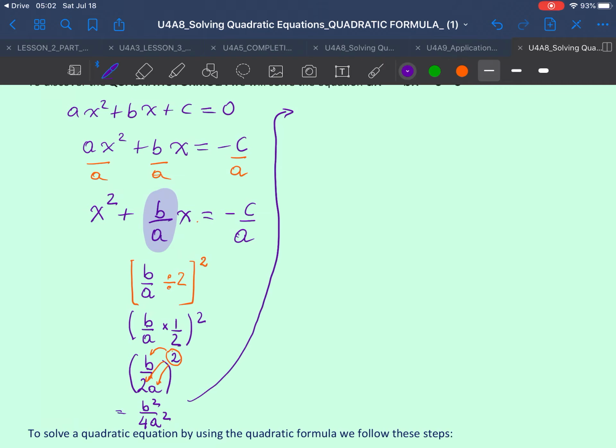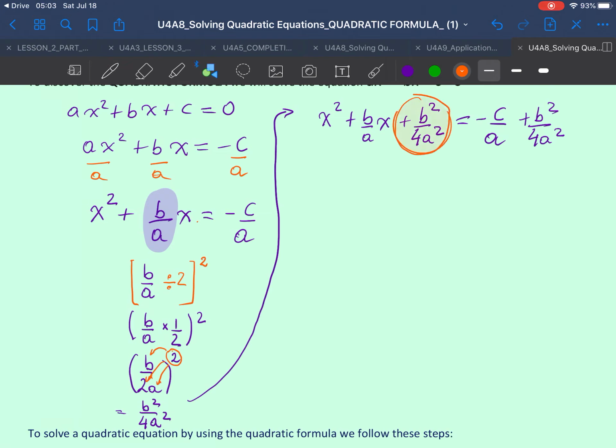So we'll add that term to the left side: x squared plus b over a x, and then plus b squared over 4a squared. So now we know that the left side will be a perfect square trinomial. And now you're probably thinking that you added something in here, you changed the equation. Well, to maintain the balance, I'm going to add the same term to the other side of the equation as well, so plus b squared over 4a squared. So now the equation is balanced and it's the same as it was before.